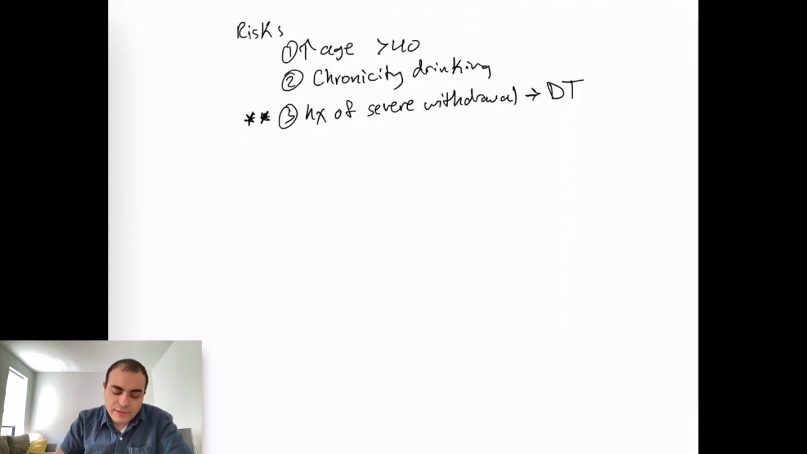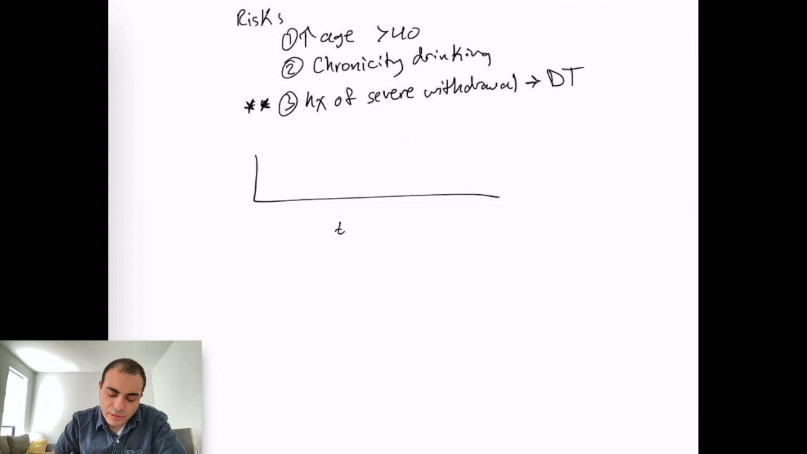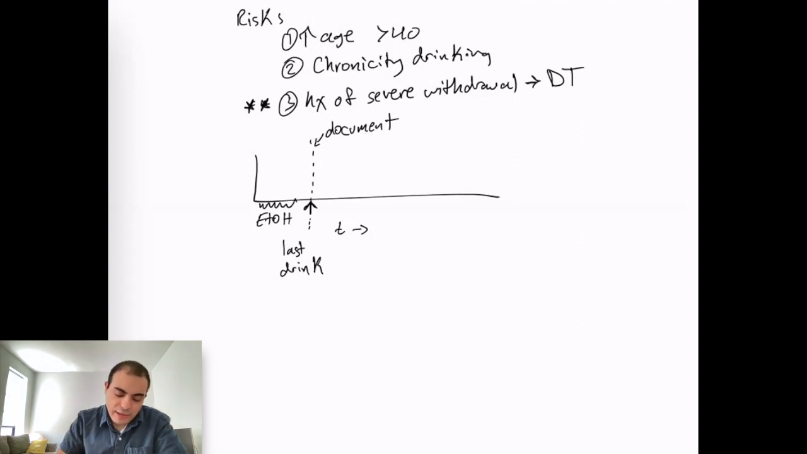Okay, the other thing you need to know is the risk for withdrawal. It starts increasing after the last drink and then goes down. Which means, if this is your time axis, the patient is drinking alcohol here. By the way, you might see ETOH, it just means ethanol or alcohol. People use this a lot. And then let's say at this point was the last drink. So the time of last drink should be documented. It's really important to document when the patient's last drink was, because after the last drink, you start counting the risk for DT, essentially. You're trying to mitigate the risk for DT. You're trying to prevent the patient from going into delirium tremens or severe alcohol withdrawal.